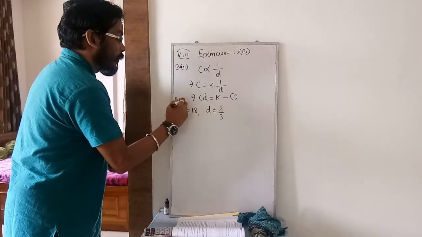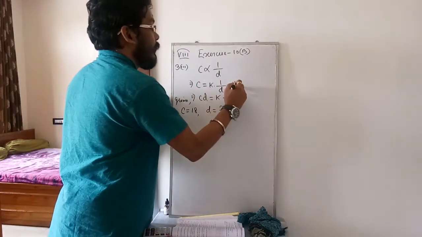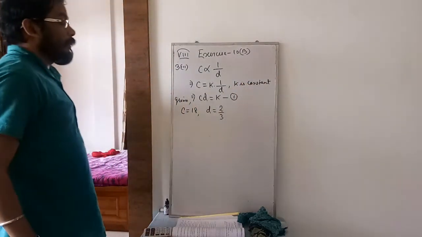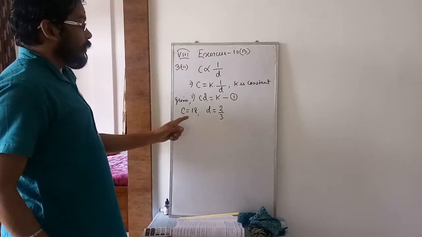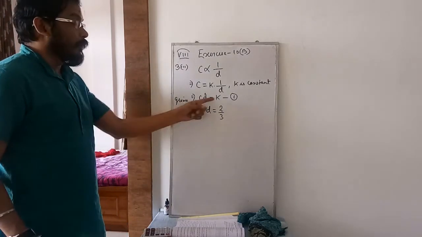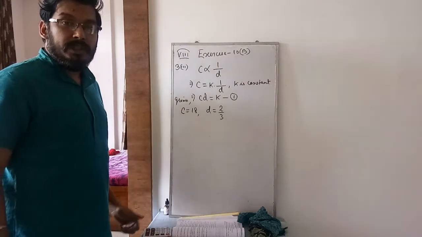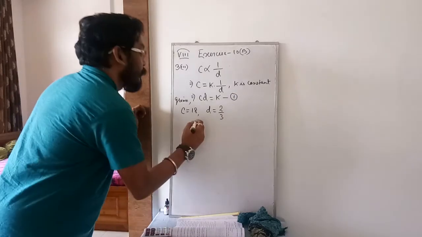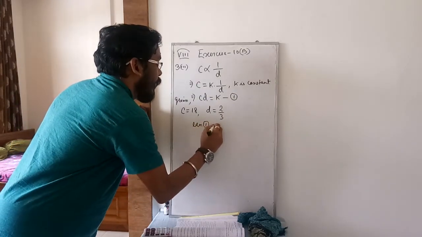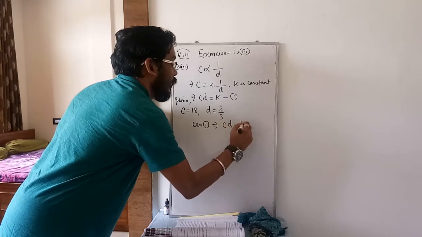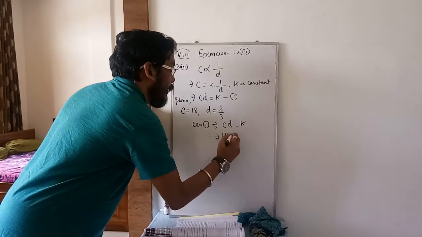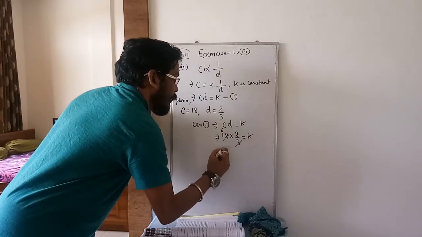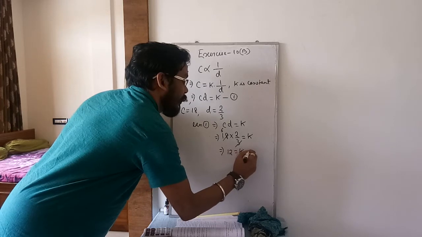Here you can write, given, here K is constant. You have to mention it, this is mandatory. Okay, C value given, D value given. Since both the values you know, you will get the value of K, because K is constant throughout the sum. Constant means the one which will not change its value, fixed. So equation 1 implies CD equal to K. Put the value of C 18, D is 2 by 3, K, cancel it, so it is 12 equal to K. You can give as equation 2.